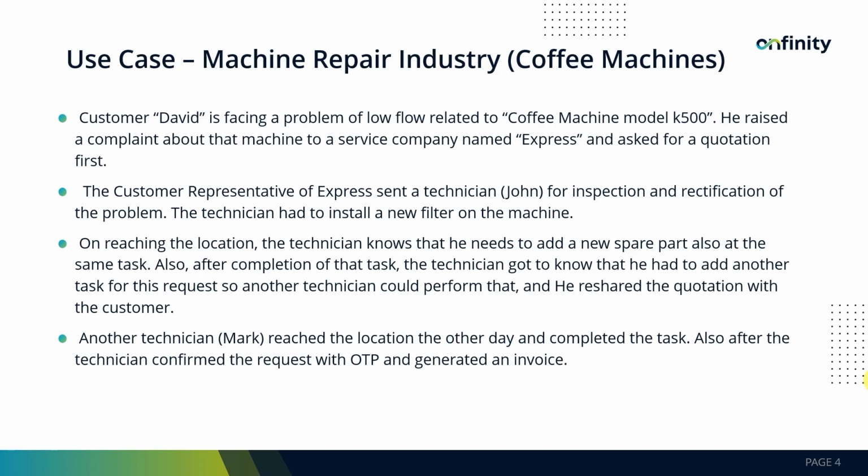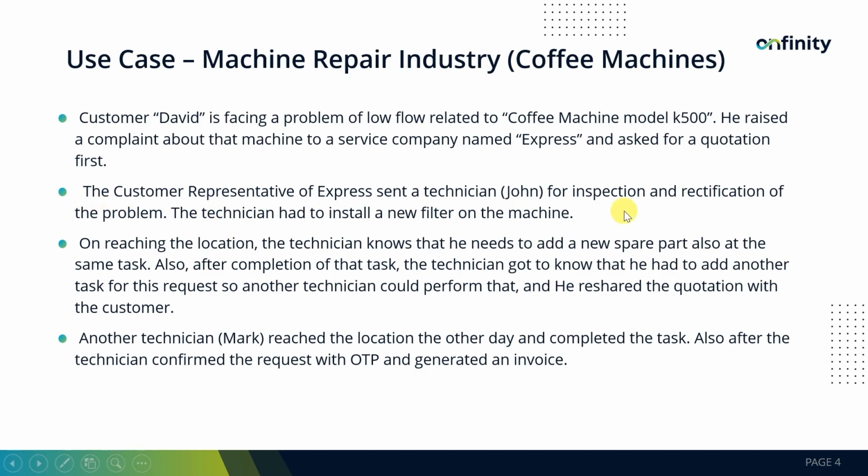In this, you can see customer David is facing a problem of low flow related to a coffee machine model number. He raises a complaint about the machine to a service company named Express. The company name is Express, who is providing the services, and he asks for a quotation first. In this first step, you can see the customer is asking for a quotation for the repairing of his coffee machine. That part we will see in further videos, how we are going to do that. Then, the customer rep of Express sent a technician named John for inspection and rectification of the problem.